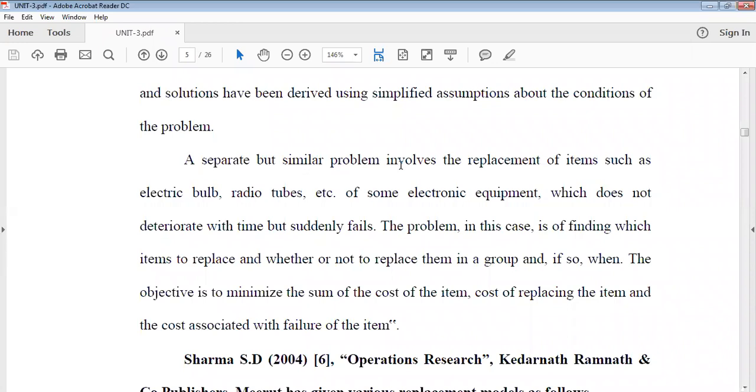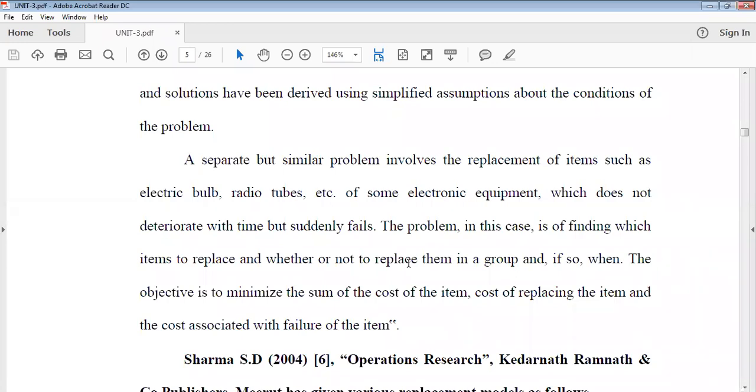So, a separate but similar problem involves the replacement of items such as electrical bulbs and radio tubes. This is a group replacement. Some electronic equipment does not deteriorate with time but suddenly fails. All these electrical bulbs, radio tubes, chips, electronic components fail suddenly. In this case, the problem is finding out which items to replace. We cannot say when the electronic components or radio tubes will fail. They may fail in advance.